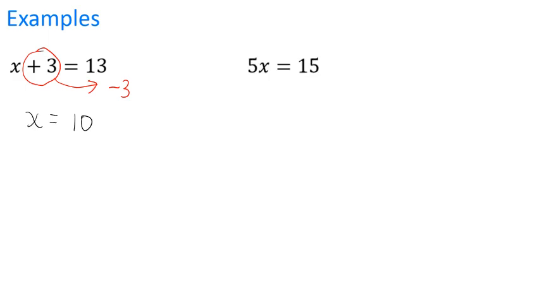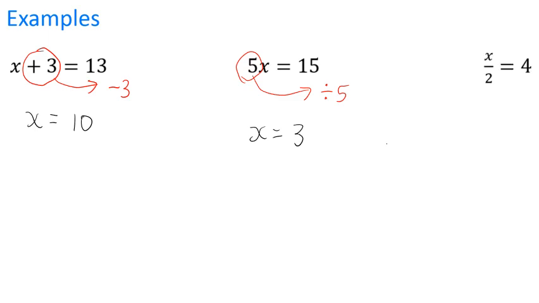Next example, 5x equals 15. So when there's no symbol between them, it means multiply. So the opposite of multiplying by 5 is divide by 5. So x equals 15 divided by 5, which is 3.